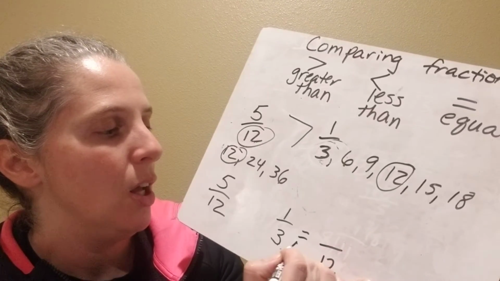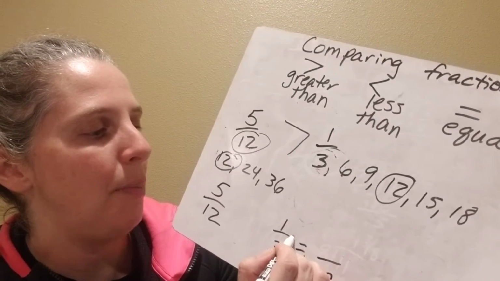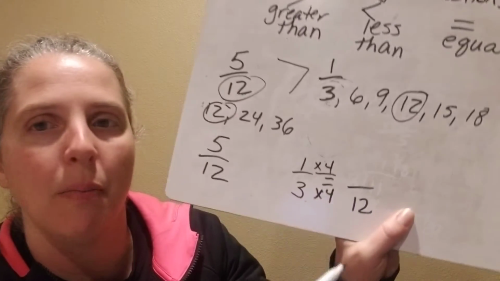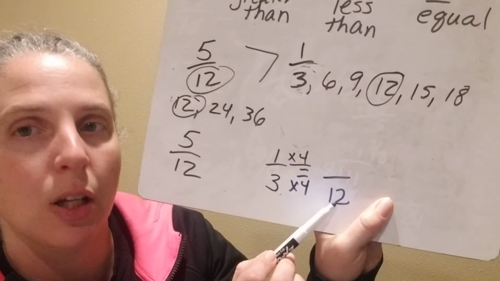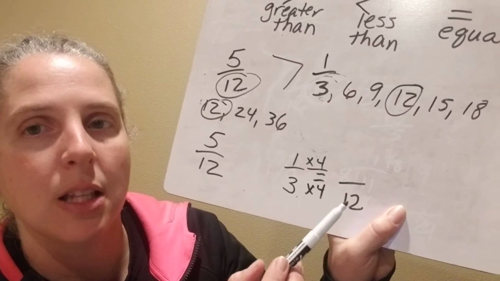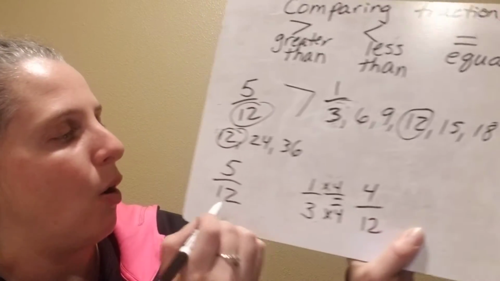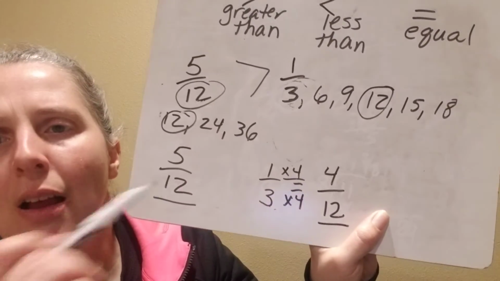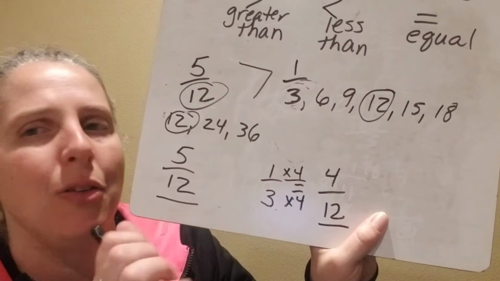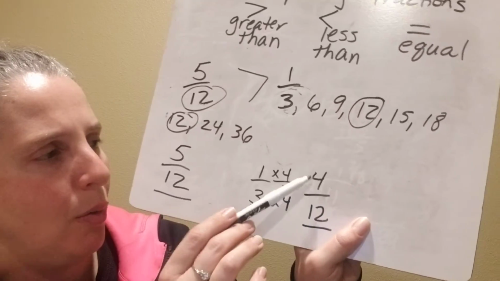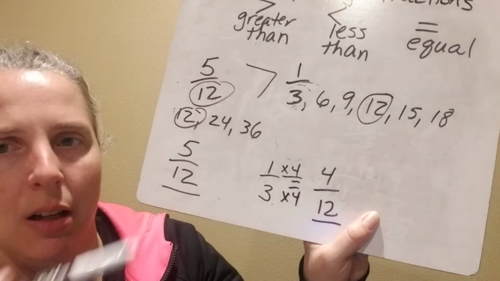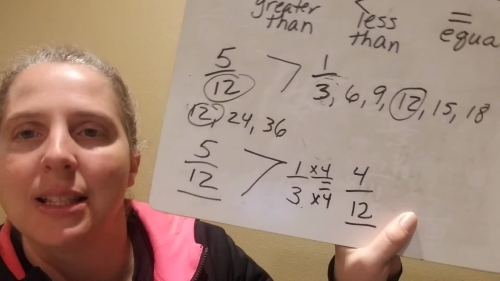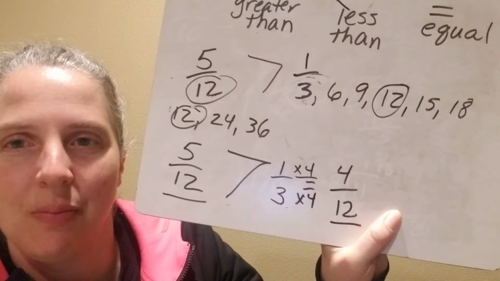It's the same thing. So multiply both the top and the bottom, the numerator and denominator, by 4. 3 times 4 is 12. 1 times 4 is 4. Now we're comparing 5/12 and 4/12. Well, that's easy. They're the exact same denominator, the same size piece. Which one's larger, 5 or 4? 5. That's our greater than. Okay, let's try another one.